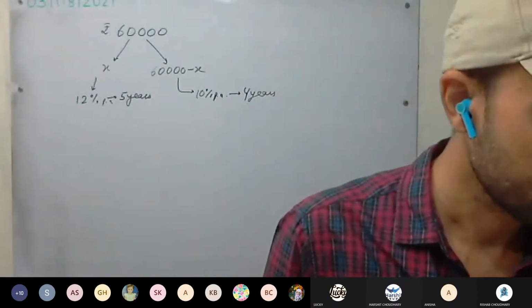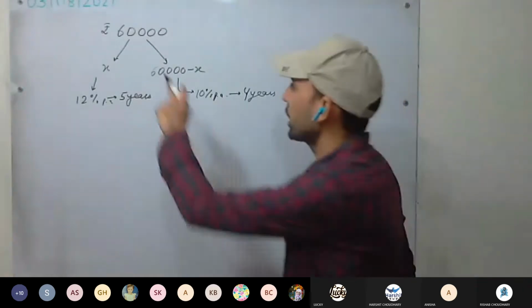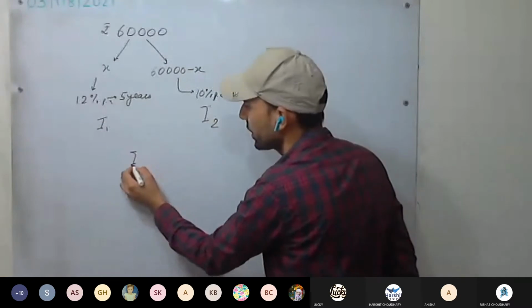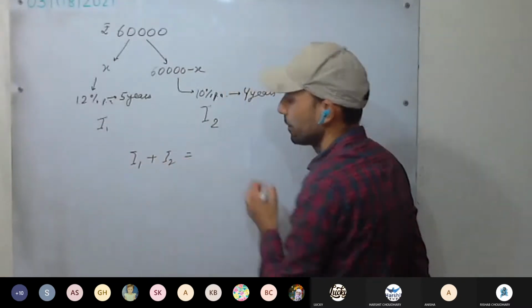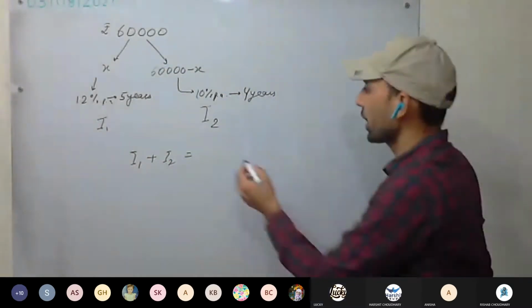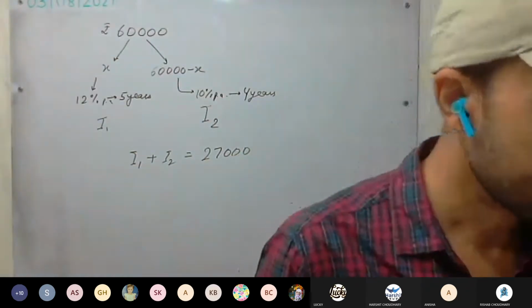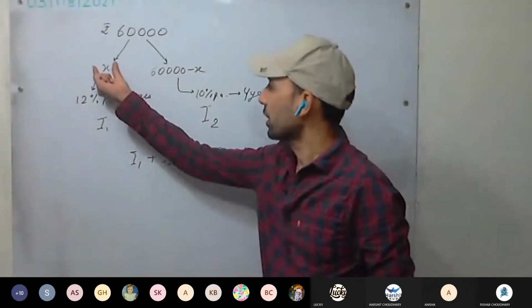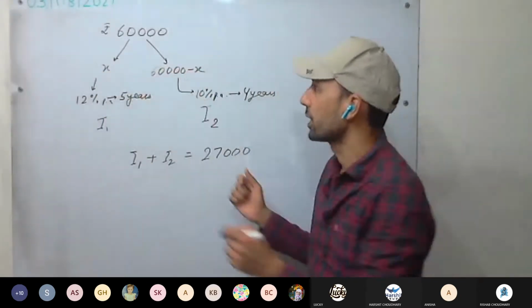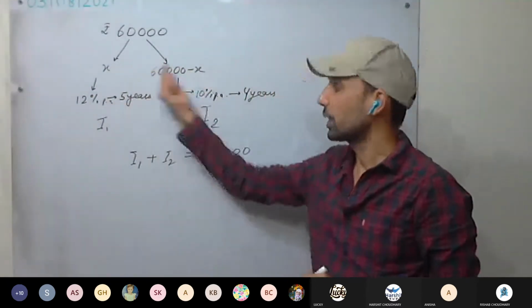Now, what more is given to us? The total interest earned, whatever interest we are earning here, I1, and whatever interest we are earning here, the total interest is 27,000. And we have to calculate the money invested at each rate. That means we have to calculate this X and 60,000 minus X. Their values we have to calculate.